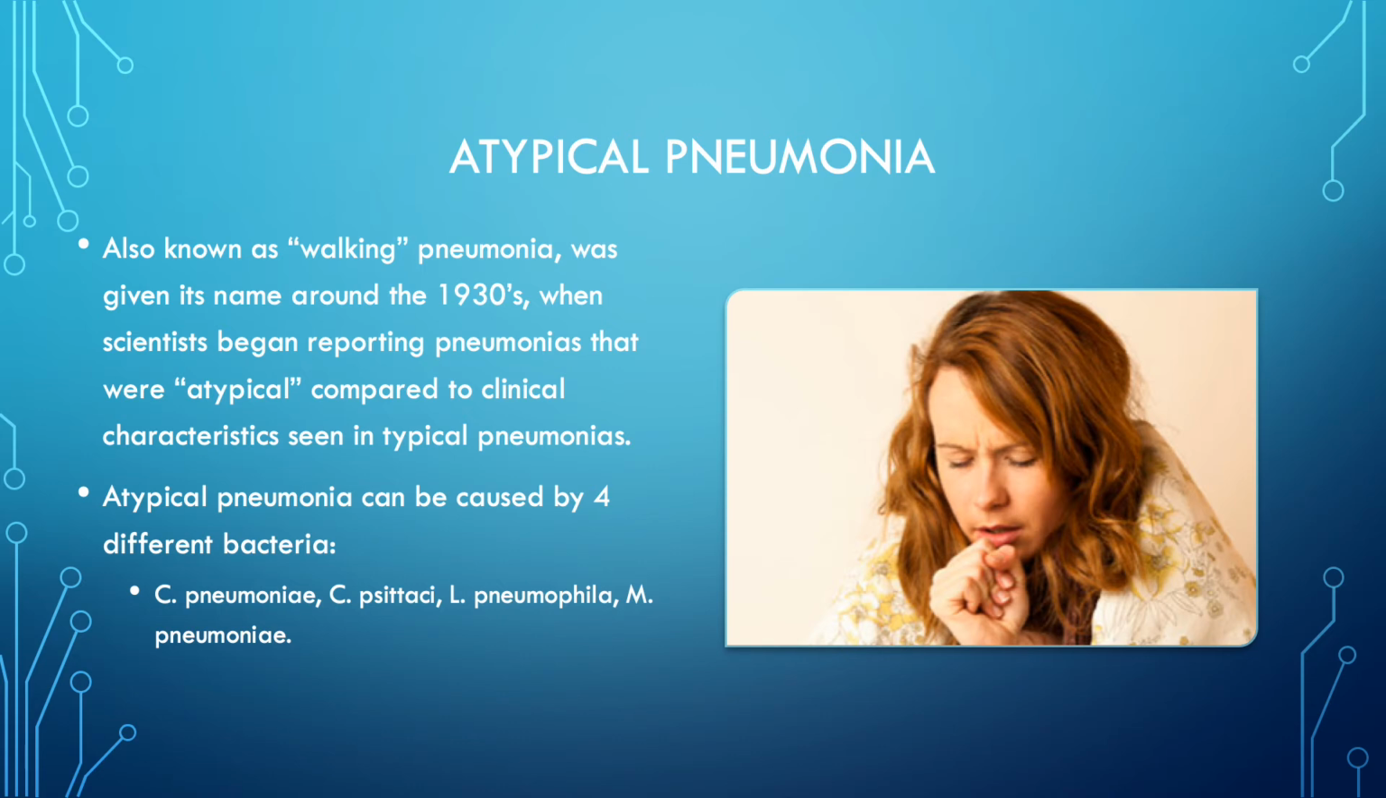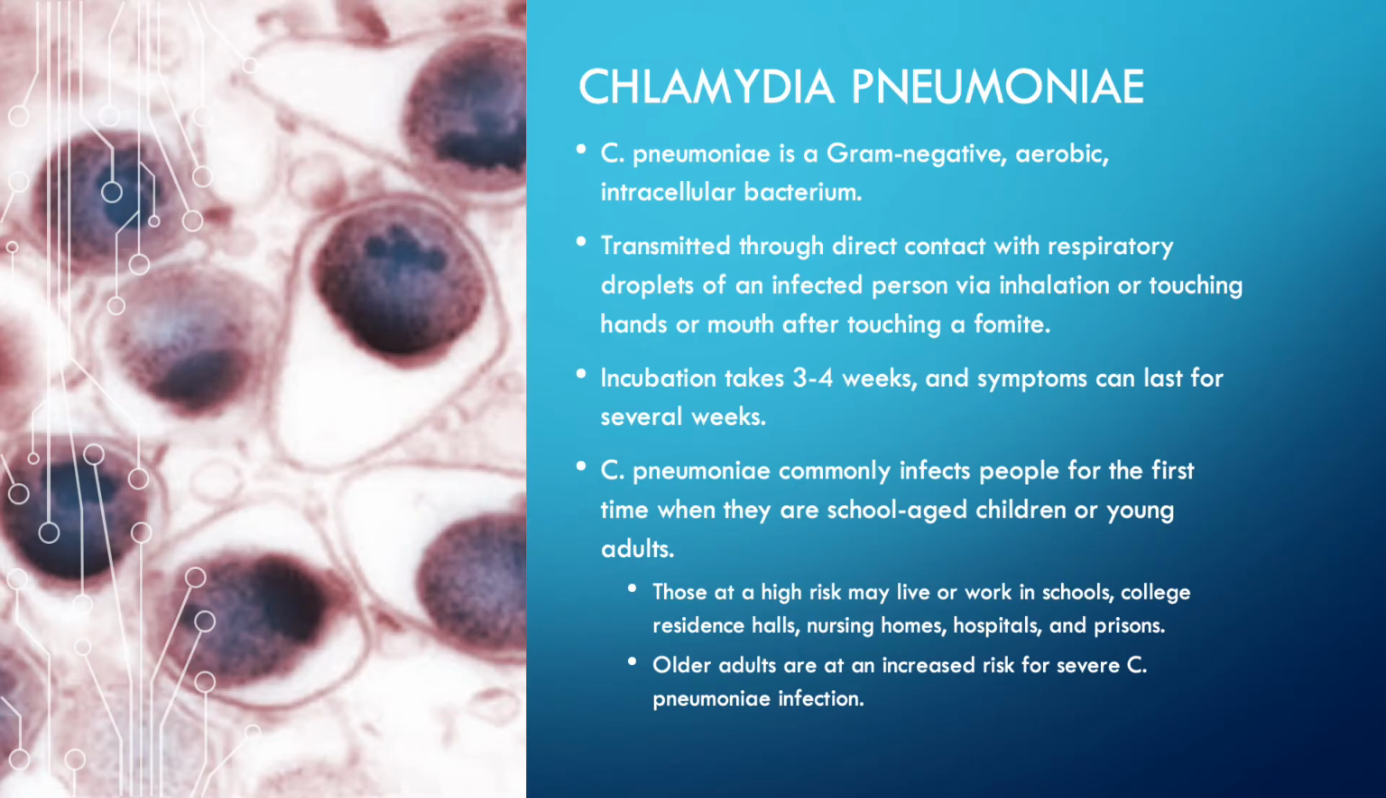Typical pneumonia is commonly caused by a bacterium called Streptococcus pneumoniae. However, through the discovery of atypical pneumonia, researchers have found that there are 4 different bacteria which cause this illness, and they are harder to detect through standard bacterial methods. These bacteria are Chlamydia pneumoniae, Chlamydia psittaci, Legionella pneumophila, and Mycoplasma pneumoniae. Although these are all considered atypical pneumonia, they are certainly not uncommon.